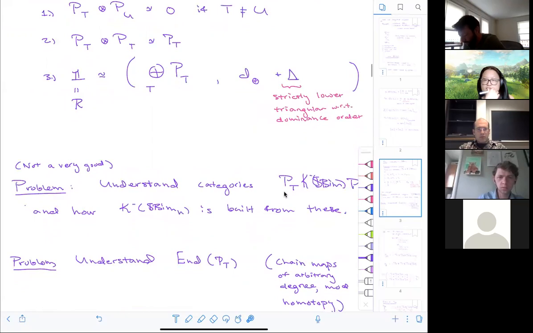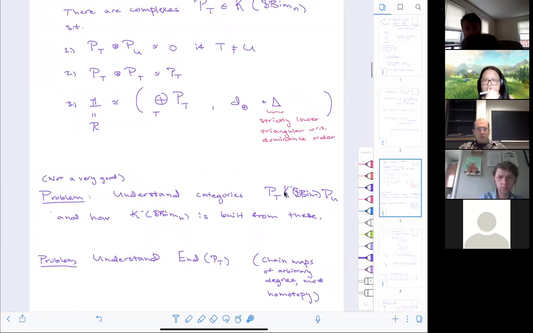But with this construction, we can now state a couple of problems. The first one, I admit, is a vague problem, and it's probably extremely hard, but I'll state it anyway. The first problem is, to what extent can we understand how this whole homotopy category is built up out of these categories here?